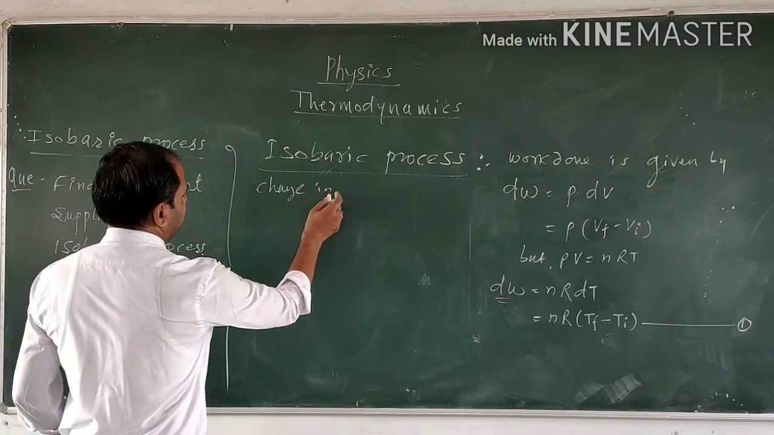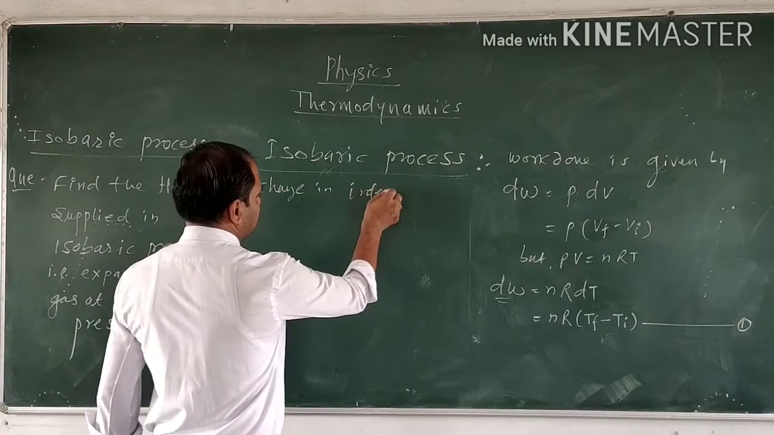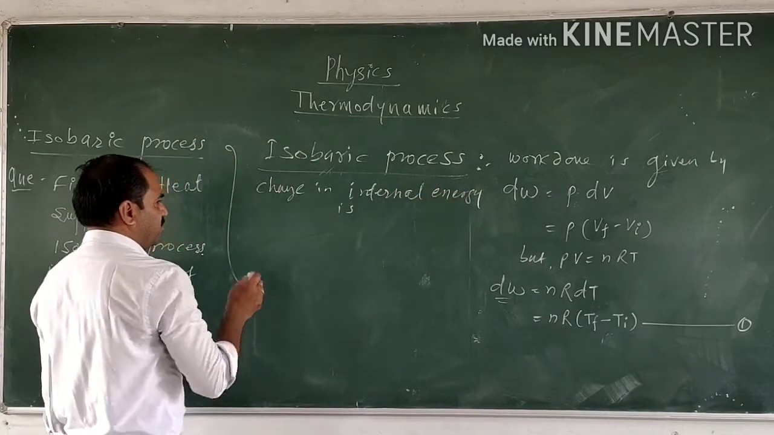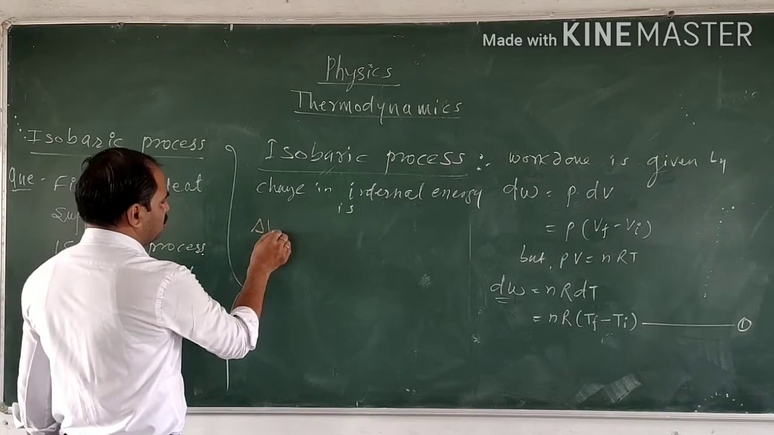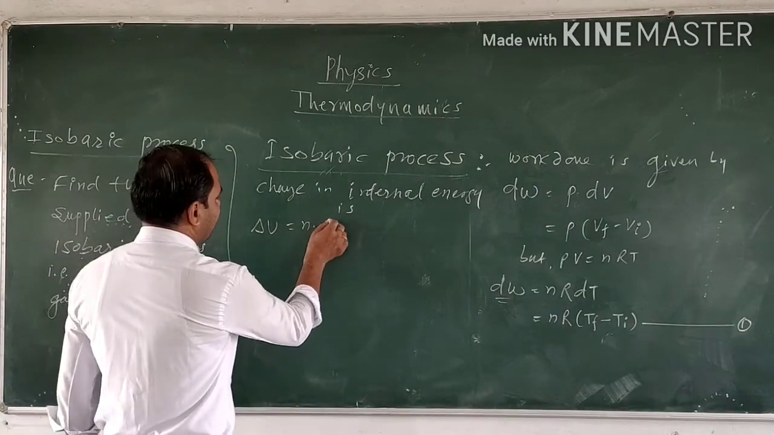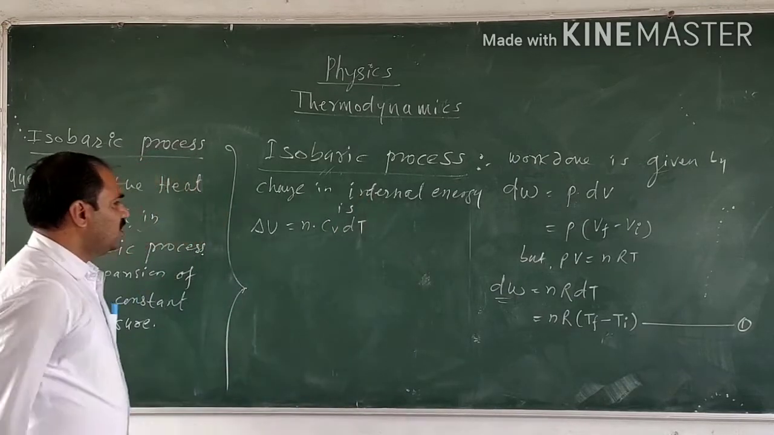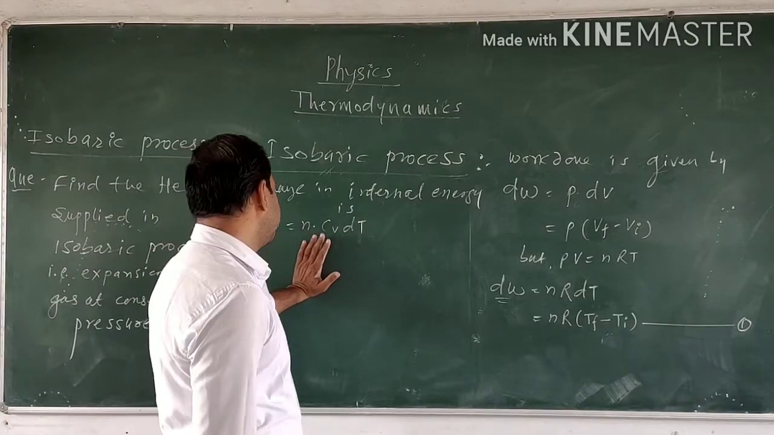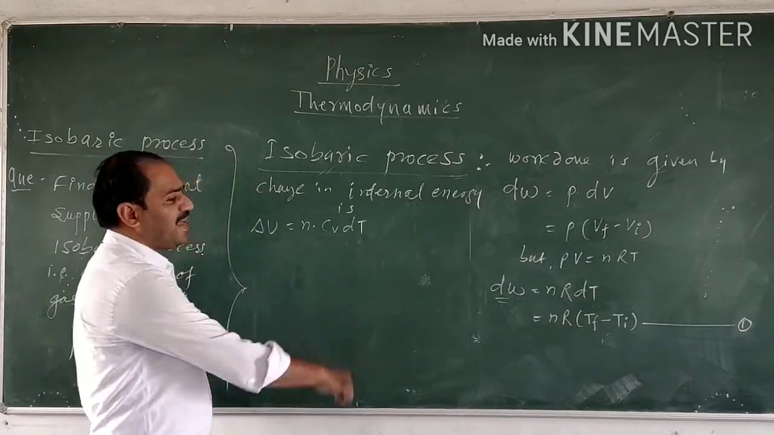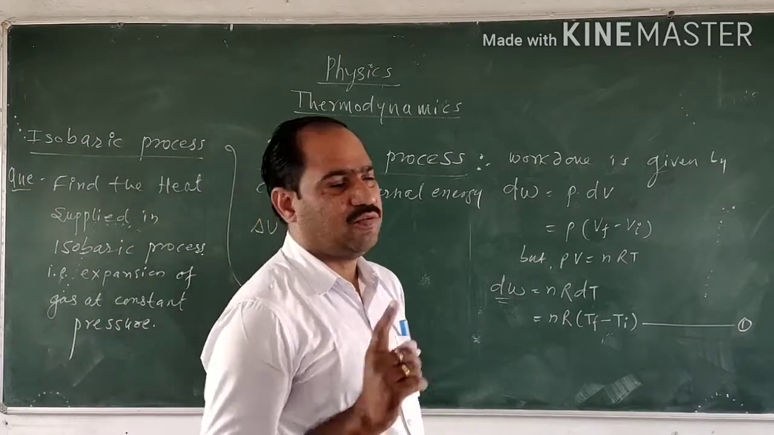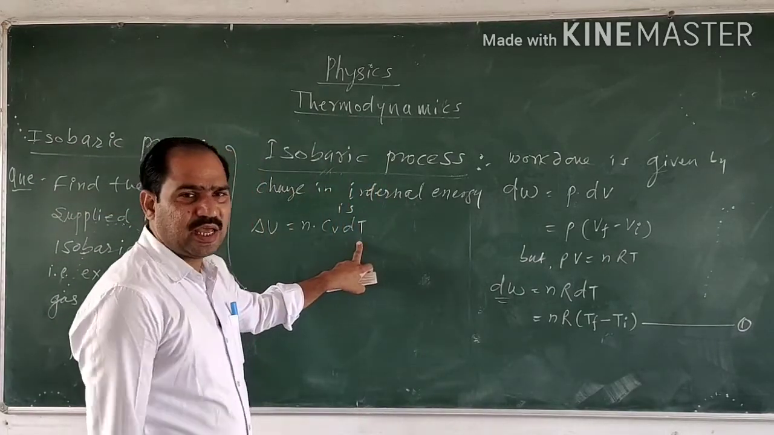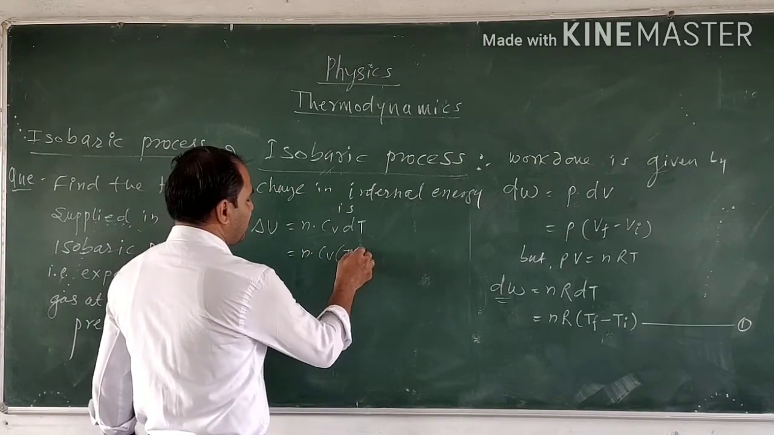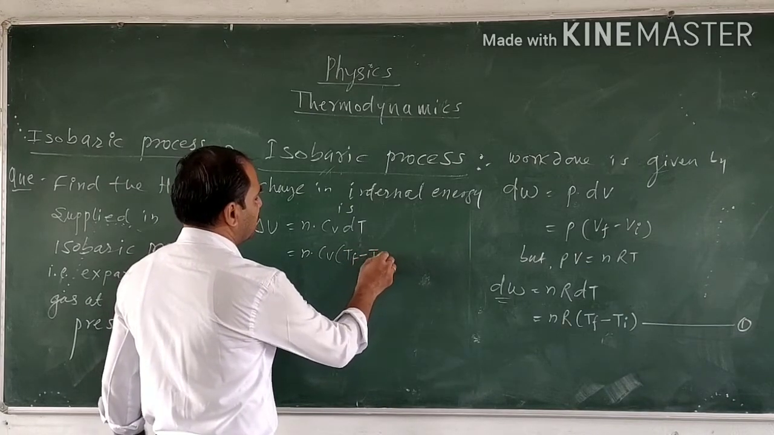The change in internal energy is given by delta U equal to n Cv dT. Here delta U is the change in the internal energy of the system, n is the number of moles of the gas, Cv is the specific heat of the gas at constant volume, and dT is the change in the temperature. Therefore, n Cv dT means n Cv times T final minus T initial.